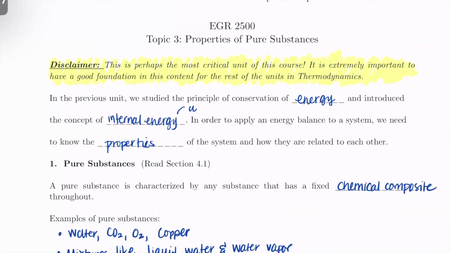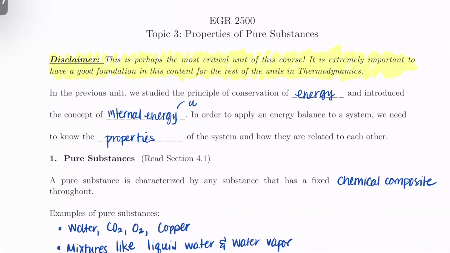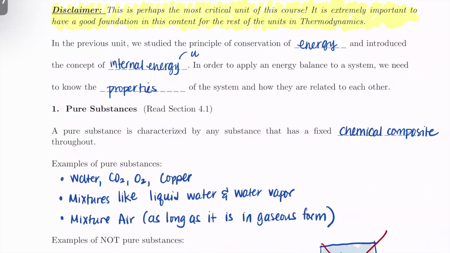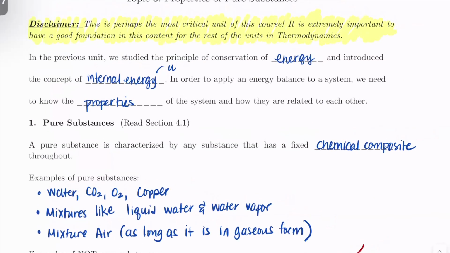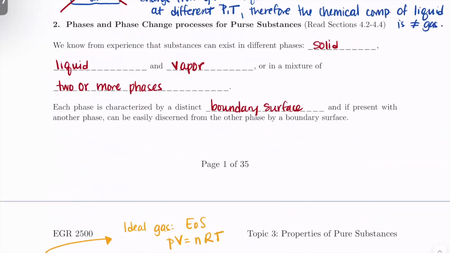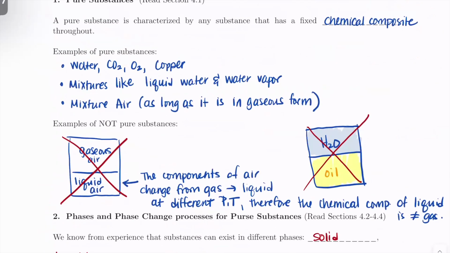Alrighty, so just a quick recap from last time. The whole purpose of this unit is essentially figuring out how we can identify the properties associated with a given system and state and how they're related to one another so that we can use them in our conservation of energy equation. So last time we talked a lot about what constitutes a pure substance.